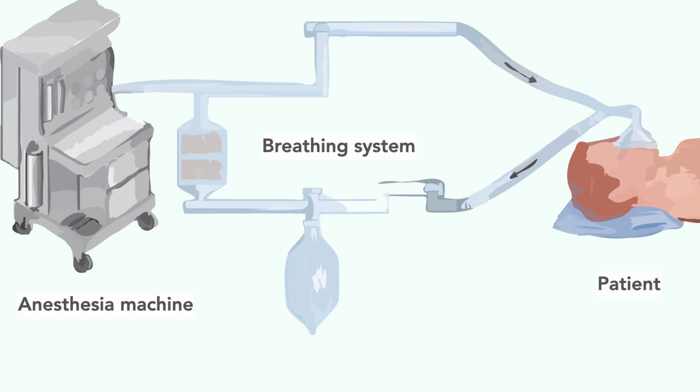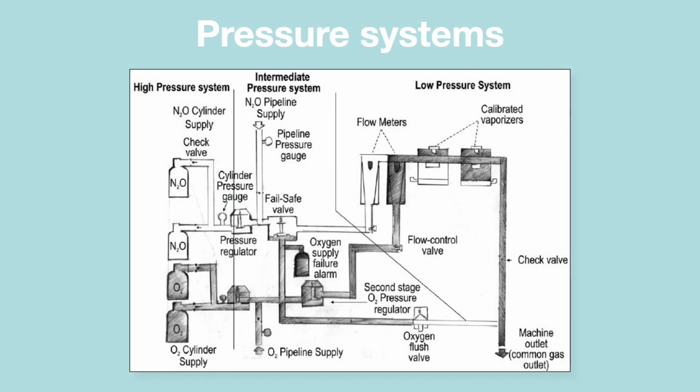The anesthesia machine has got many components. We divide these components into a high pressure system, intermediate pressure system, and a low pressure system. What I want you to do is pause the video here and just glance through this image. Once you have done that, let's look at the image now. So we have got high, intermediate and low pressure systems.